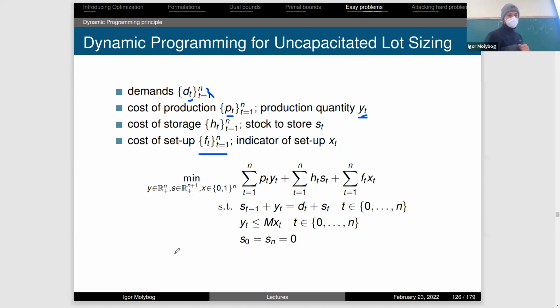So down below is the integer linear programming formulation for this problem. The problem is obviously a minimization problem. We are trying to minimize the cost. We are minimizing the cost of the total production plus the total storage plus the total cost of setup. So we have an indicator variable XT that indicates if we are producing anything in time period T or not. And I didn't introduce it, but the variable ST is in fact the amount we are storing between the time periods T and T plus one.